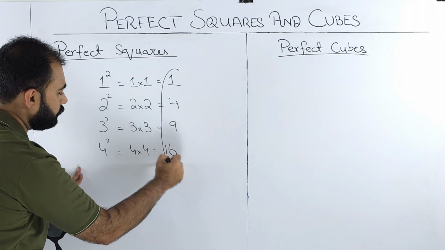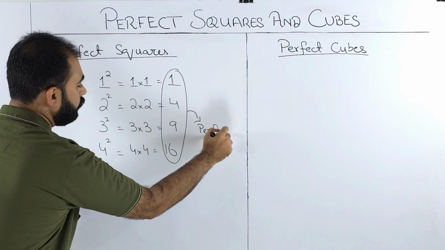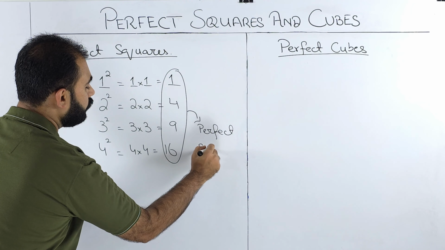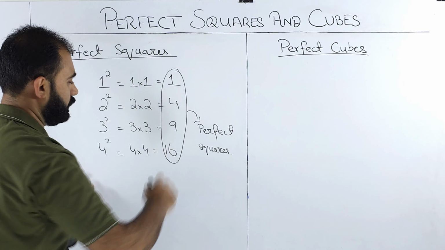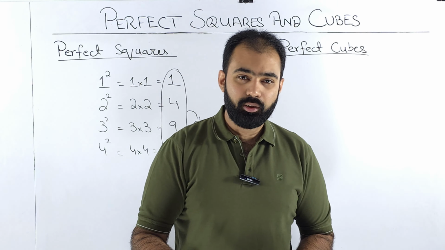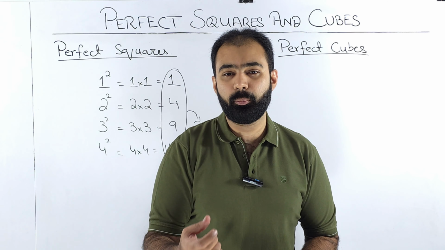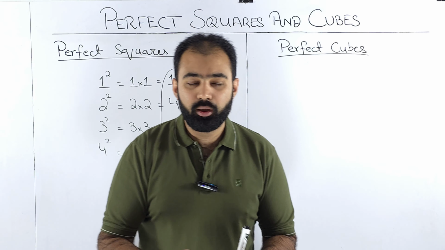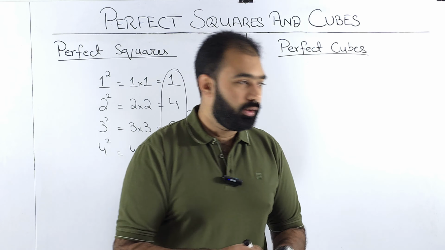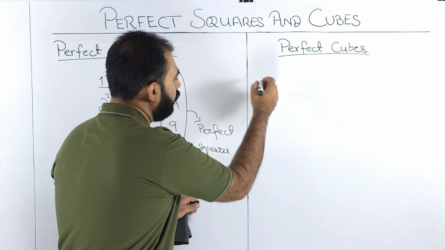These numbers are called perfect squares because ये whole number के square से originate हुए हैं, right? Whole number के square से जब भी कोई चीज आएगी, we call it perfect square. Now, what about perfect cube? The same logic is there.